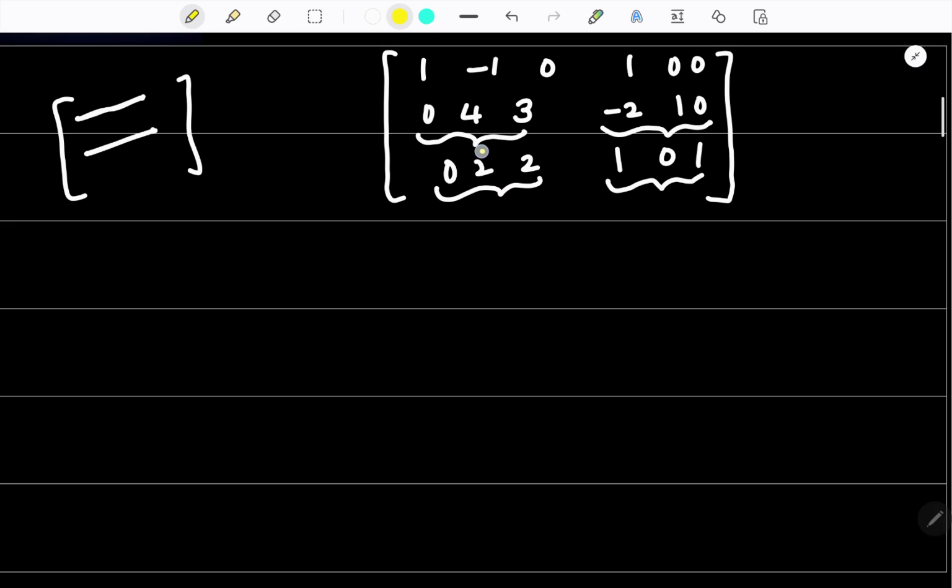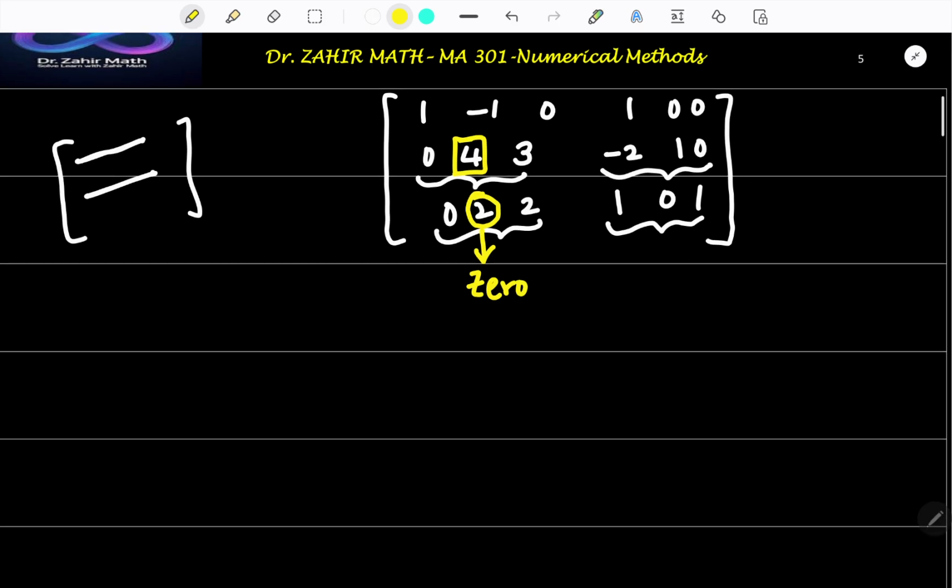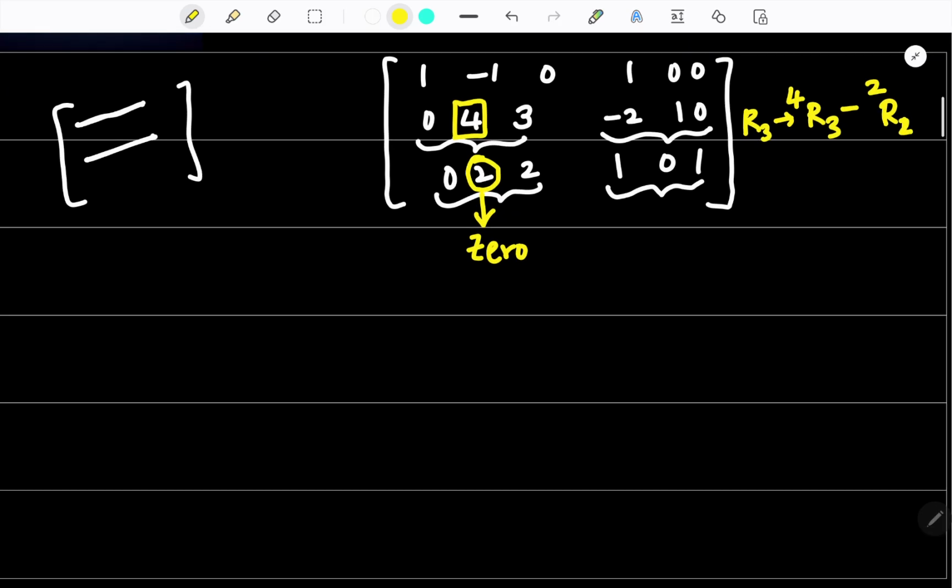Now what I need to do is make this element 0, right? How? With the help of this element. This is called the pivotal element, or you can say leading diagonal element. Now everything is over, storage over. Now we are going with R3 becomes. Your pivotal element is R2, not R1, sorry. So for R3, you are going to multiply 4 times R3 and multiply 2 times R2, and in between the same sign, so you are going to minus. So what is your operation? 4 times R3 minus 2 times R2.